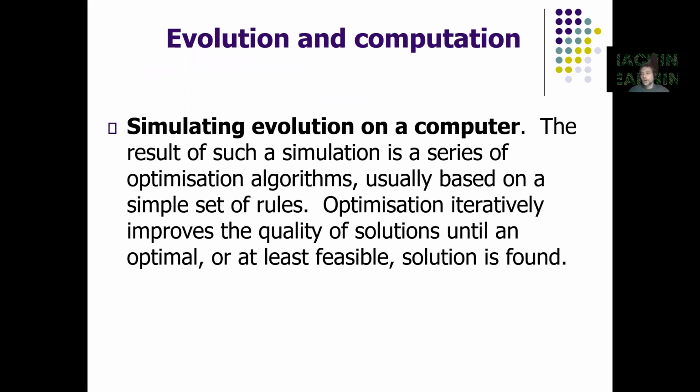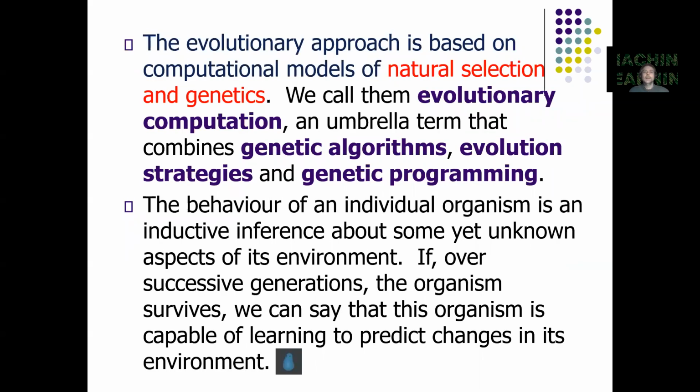So how do we simulate evolution in a computer? We produce a set of optimization algorithms which are run, and we can simulate how the members of the populations evolve from generation to generation and find the optimal solution. The approach is based on natural selection and genetics, and it covers different methods like evolutionary algorithms, genetic algorithms, evolution strategies, and genetic programming. In this module, I'm going to talk a bit about genetic algorithms and evolution strategies. I'm not going to cover genetic programming at all, unfortunately. I don't have the time to do that.